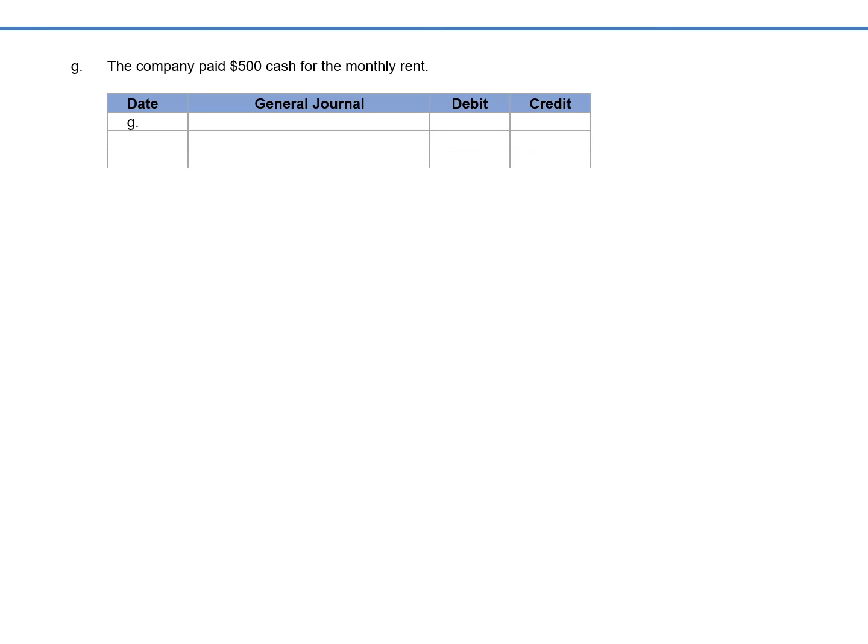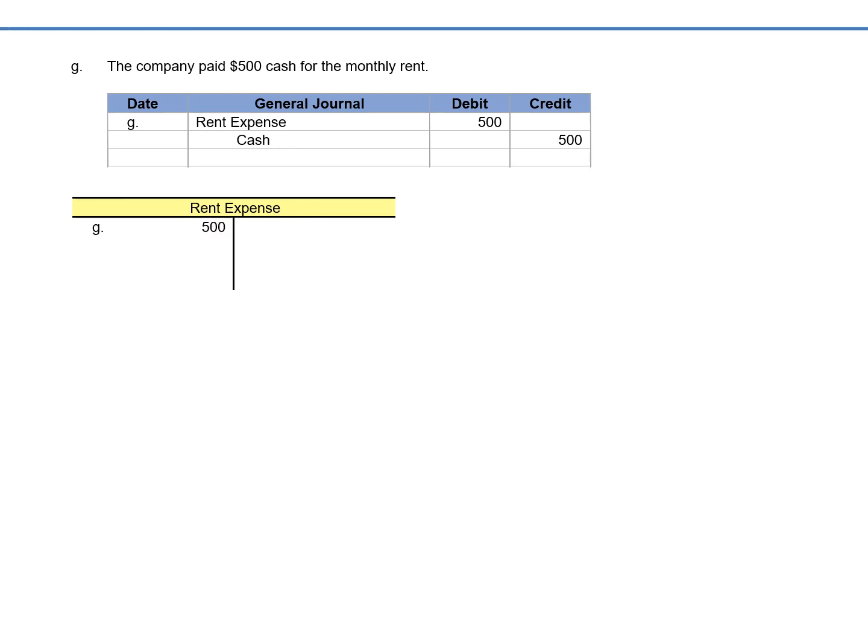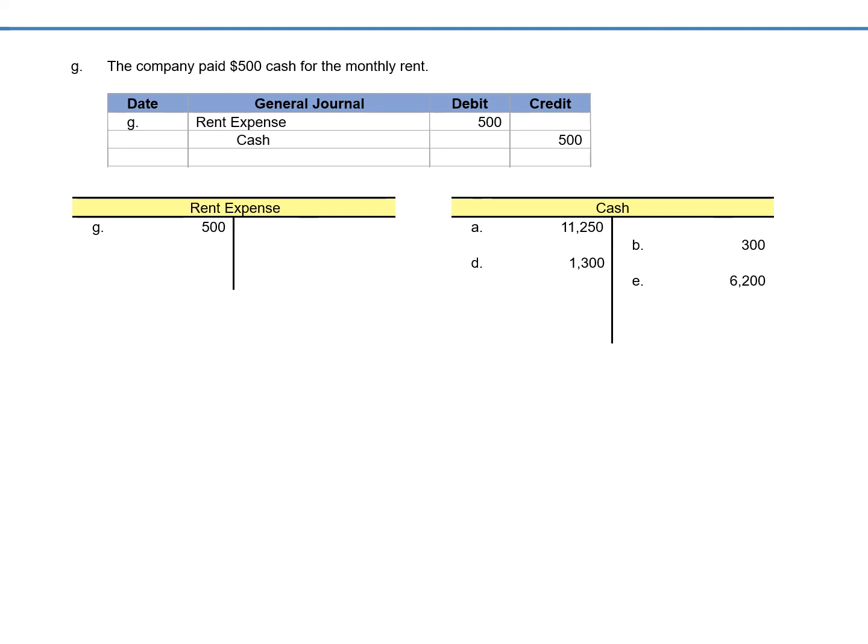In transaction G, the company paid $500 cash for monthly rent. And so our cash balance is going to go down. Our rent expense balance is going up, which in turn is going to reduce our equity account. So rent expense, we increase expenses with debits. We decrease cash with credits. Then we post our journal entry to the T accounts. So our rent expense debits get posted to the debit side, or the left side. The cash credits get posted to the right side.